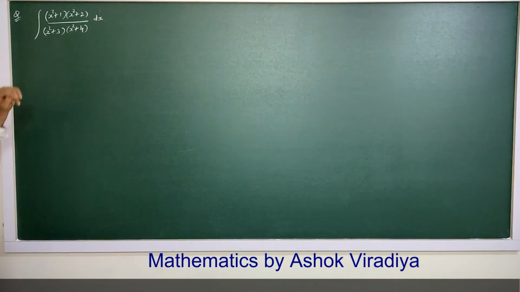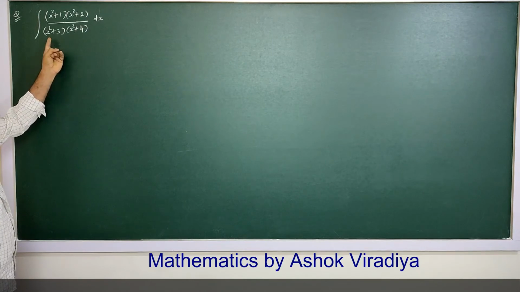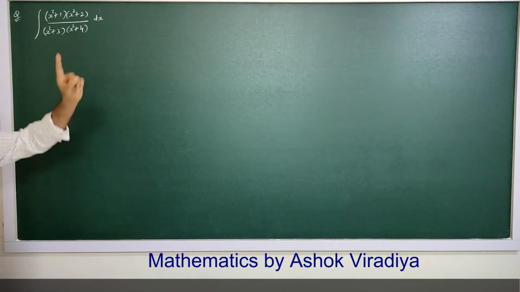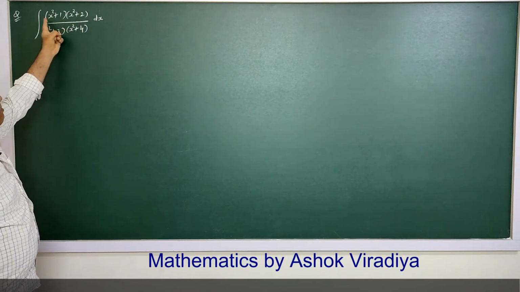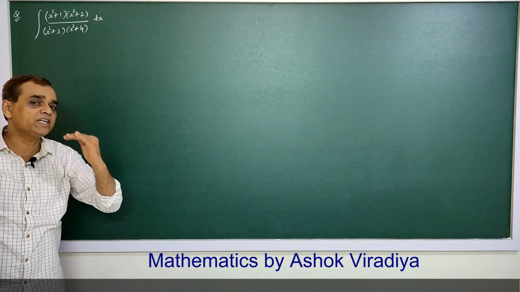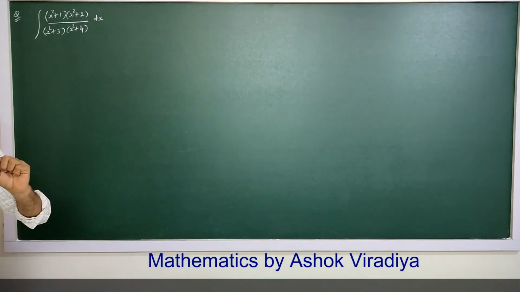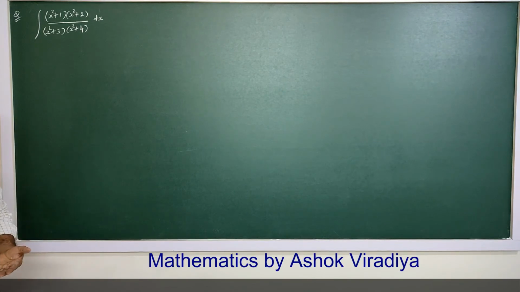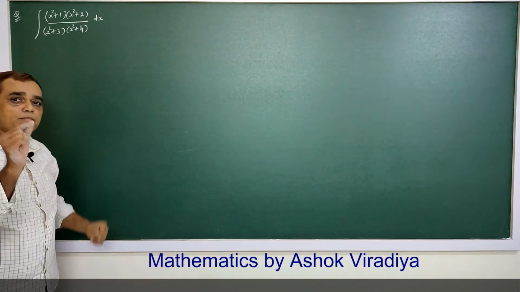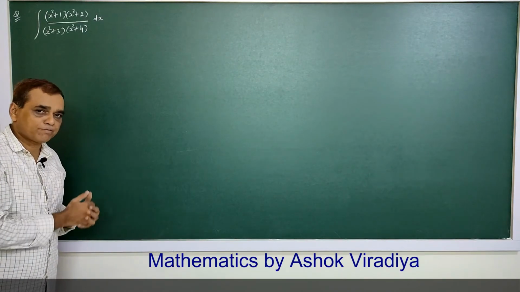Now see here, the numerator is a polynomial having degree 4. The denominator is also a polynomial having degree 4. So the degrees of the denominator and numerator are the same. In this case, first of all, we have to divide the numerator by the denominator. So that will be the first step.